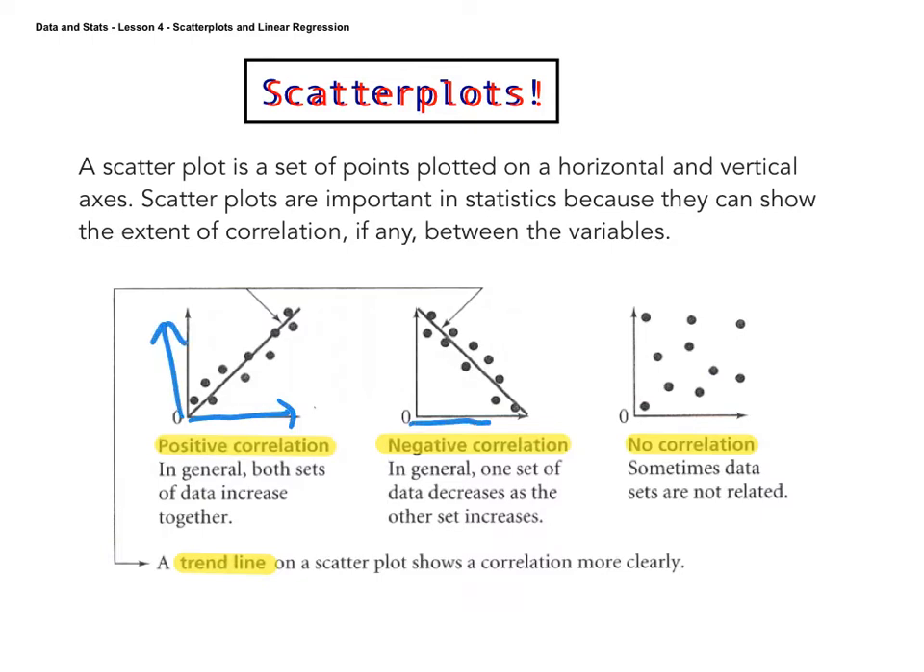Negative correlation, as your x's are getting bigger, your y's are getting smaller. So it's going down as you read it from left to right. No correlation. If I were to draw a line through this, it wouldn't really predict the data. The data isn't going up or down. It's kind of all over the place. Okay. A trend line on a scatter plot shows correlation more clearly. So here's a trend line or a linear regression line.